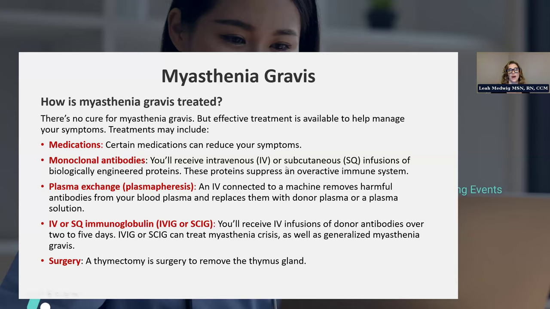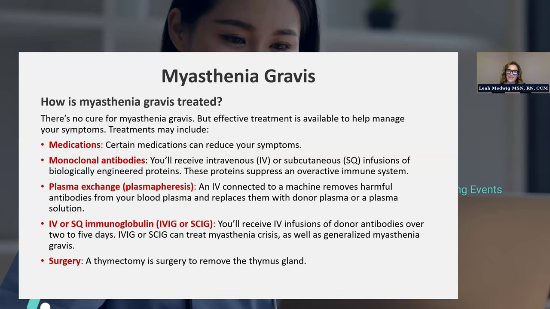Most of this is done through IV, and these proteins suppress an overactive immune system. Plasma exchange, or plasmapheresis: an IV is connected to a machine and it removes the harmful antibodies from your blood plasma and replaces them with donor plasma or plasma solution. IVIG: the patient will receive IV infusions of donor antibodies over 2 to 5 days, and it can treat the myasthenia crisis as well as generalized myasthenia gravis.